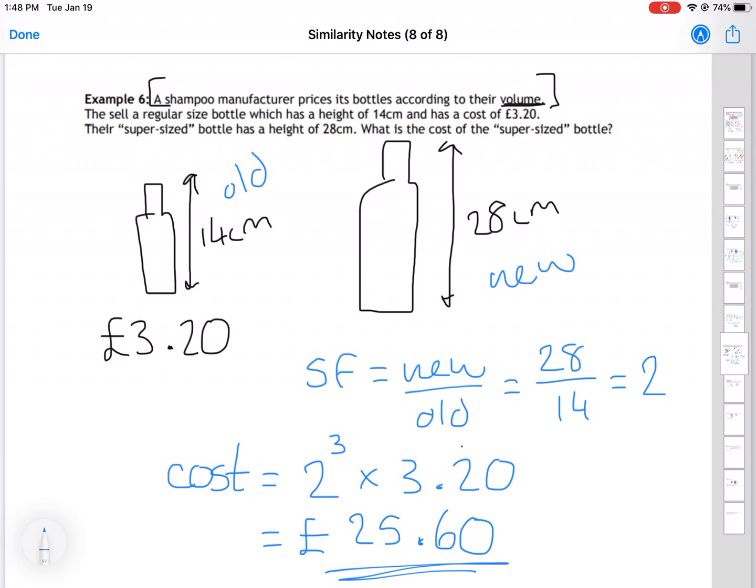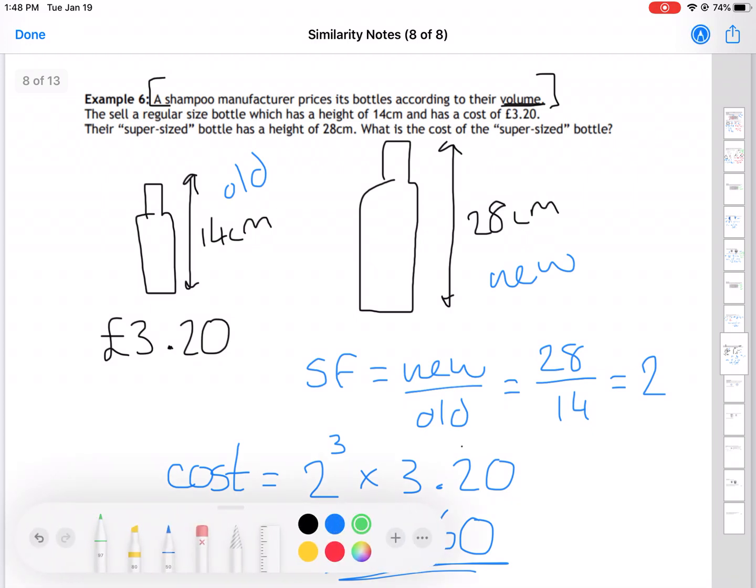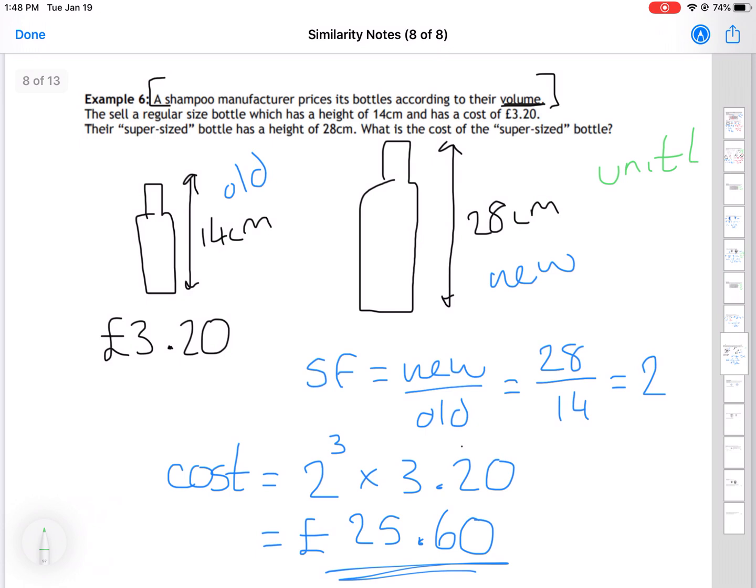Now, this is the end of the volume one, and we will find questions on that in the Unit 4 booklet, page 22 and page 23. From there then, we can move on.